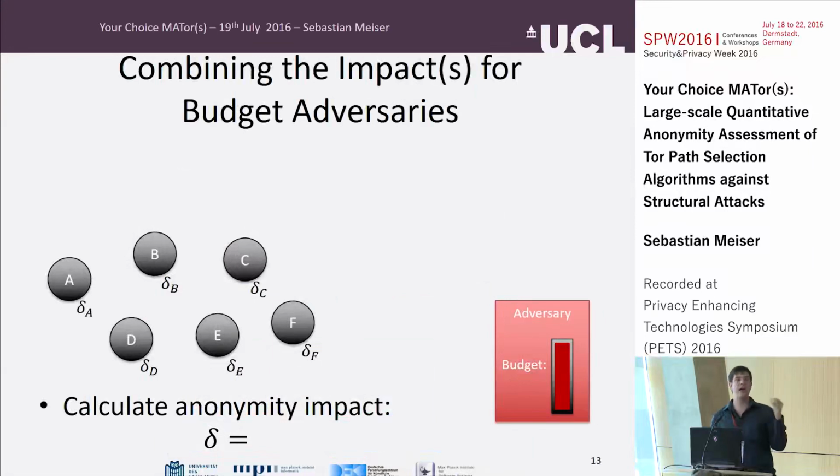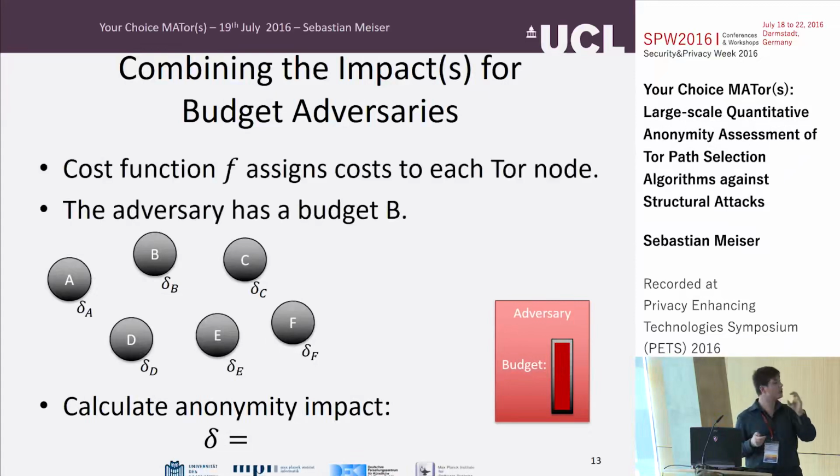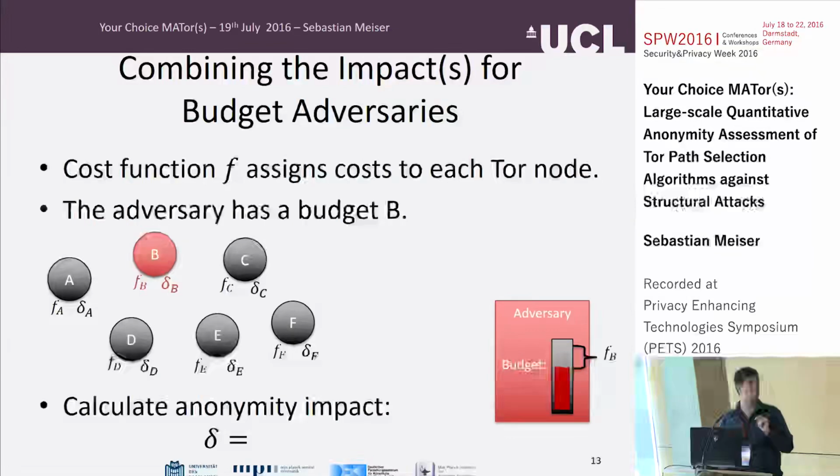And now we say, okay, how can we get all these different types of adversaries we're interested in? We do that by saying, well, in addition to the advantage you have for a node, or this impact, we attach a cost to every node, some cost f. We have a function that gives each node a cost. And now the adversary has a budget. And if it wants to compromise node B, well, we deduct that cost from the budget.